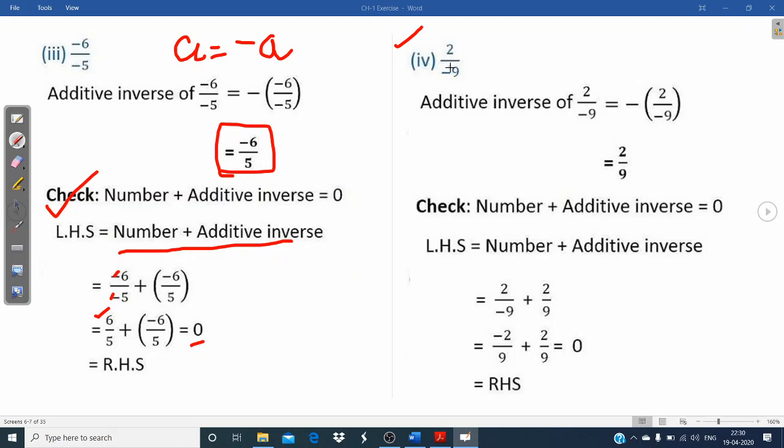Similarly, the fourth part is there. Again, you have to find the additive inverse of 2 upon minus 9. So 2 upon minus 9, minus 2 upon minus 9. So minus minus will become plus. So your additive inverse will be 2 by 9. And if you want to check, you can check this as well.